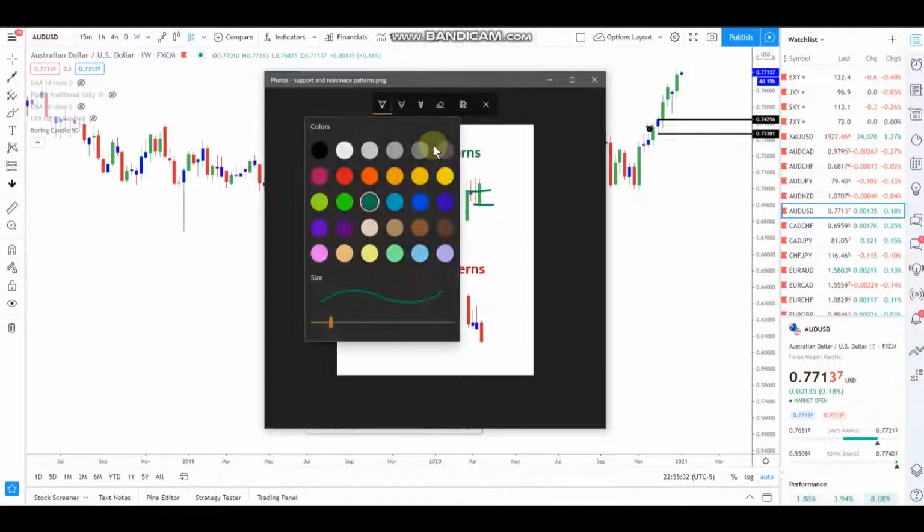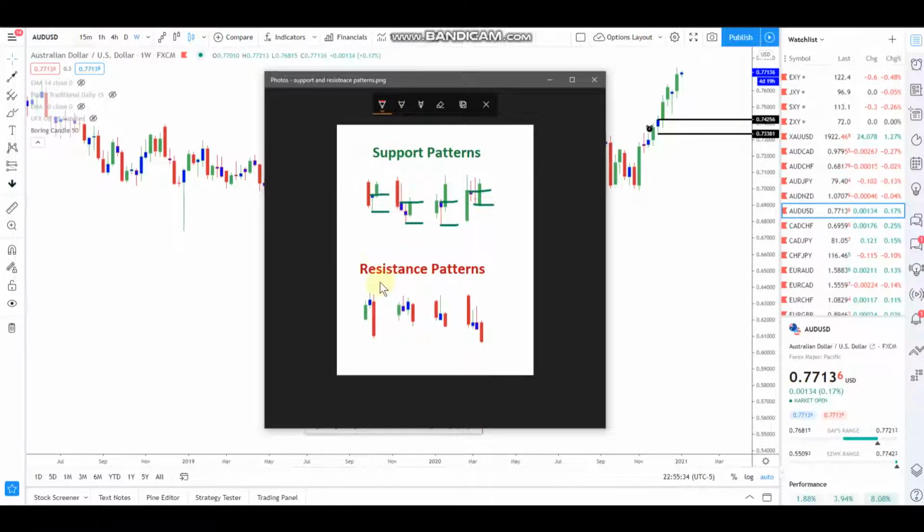Okay, now for the resistance, it's just going to be the reversal of the support pattern. So we're looking for a green, 1 blue, and a red, and we're just going to draw our lines just like this, the wick and the body. And then on the next pattern, we're going to have a green, 2 blue, and a red, and we're going to use our lines just like so, at the bottom of the bodies for the 2 blue, and then the highest wick of the 2 blue.